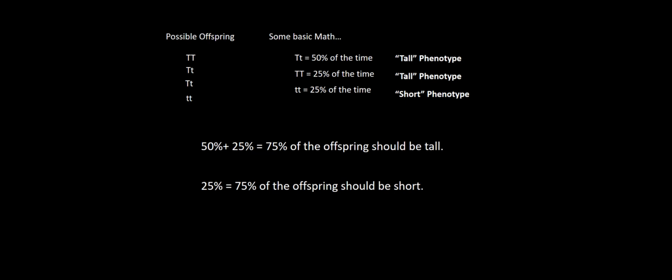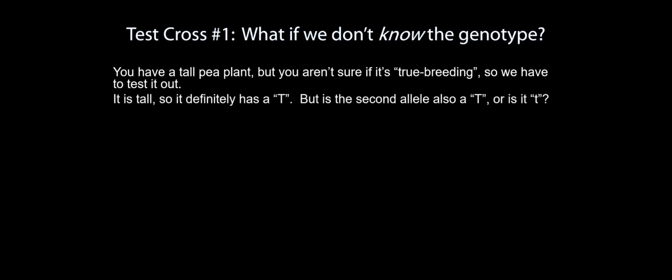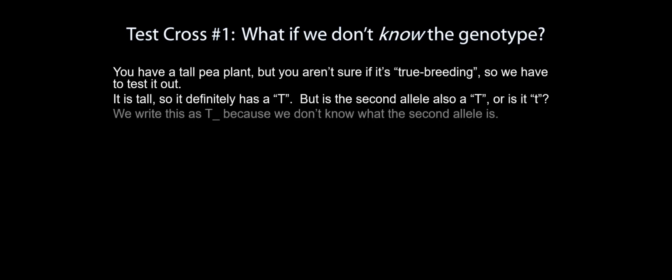All right, so we pretty much just said that, so I'm gonna skip this slide. Now we get to the test cross. The test cross is if we don't know the genotype. So you have a tall pea plant, but you're not sure if it's true breeding, so we have to test it out. It's tall, so it definitely has a capital T, but it's the second allele that we're wondering about. Is the second allele also a capital T, or is it lowercase t?